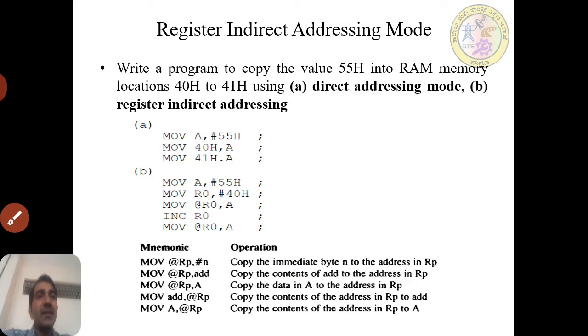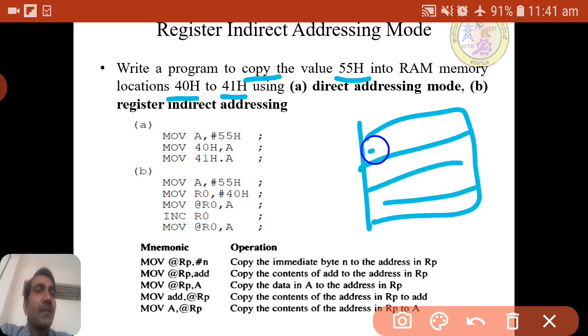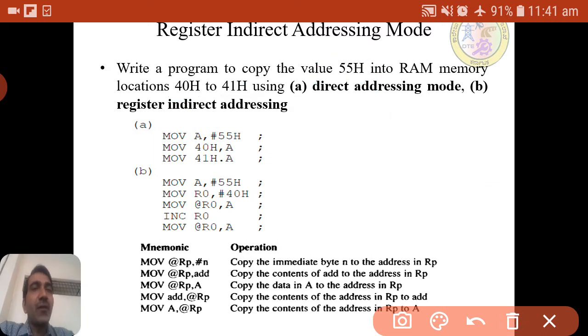Here is an example: write a program to copy the value 55h into RAM memory locations 40h and 41h. There is a memory, and in it there are two locations, 40 and 41. To those locations I need to copy the value 55. So how can I copy? The first way is using the direct addressing mode.